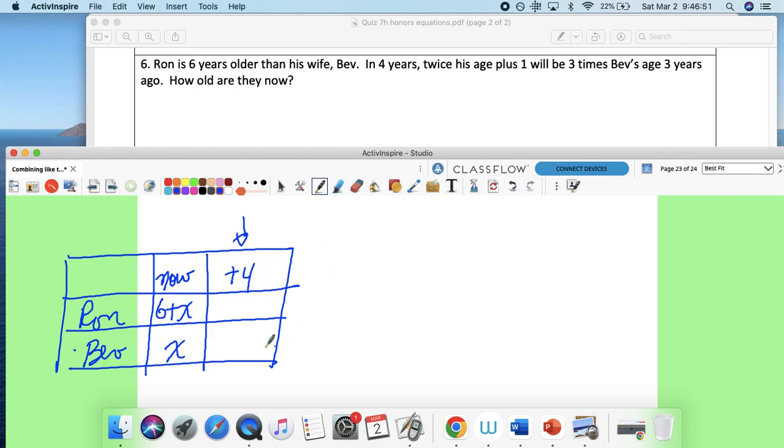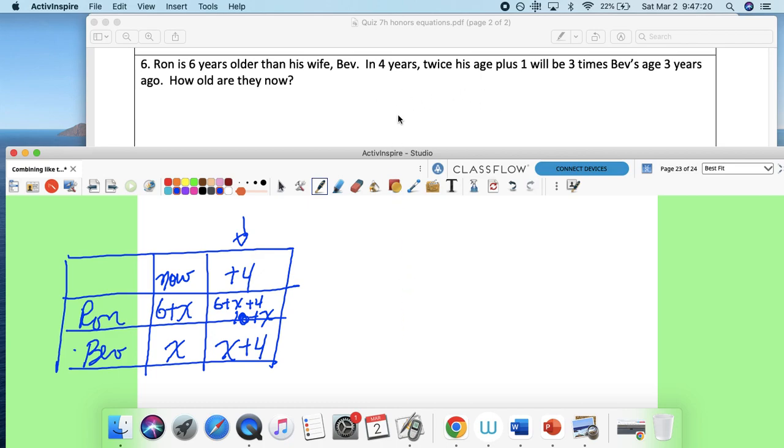So in 4 years, Bev, who is currently X, is going to be X plus 4. Ron is going to be whatever he is today, which is 6 plus X, and then to that we add 4. But we can combine like terms here, and write it as 10 plus X. So in 4 years, Bev is going to be X plus 4, and Ron is going to be 10 plus X.